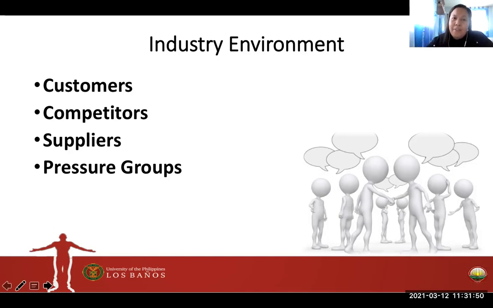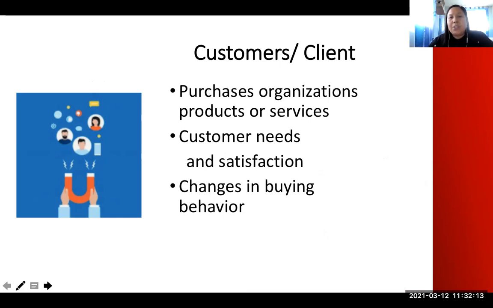And then we also have our competitors. Competition to some degree is encouraged. Why? Because we as customers will benefit from that. We can have a lot of variations and we can choose among ourselves sino yung best for us. And then we also have the suppliers and then the pressure groups. Ano yung pressure groups na alam ninyo? Mamaya. So, let's discuss. Who are the customers or the clients?